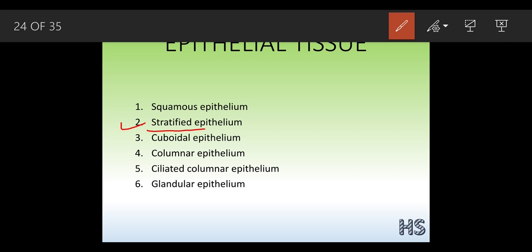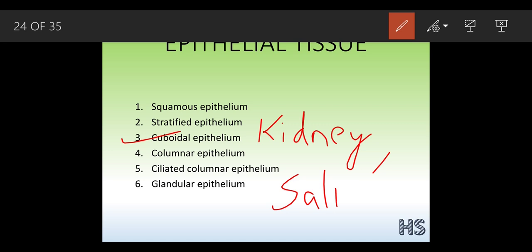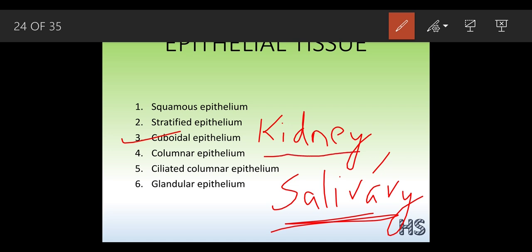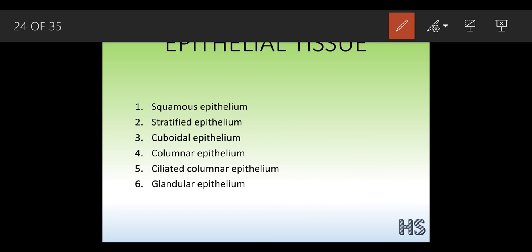Now we are going to talk about the cuboidal epithelium. Where is this cuboidal epithelium found? It is found in the kidney tubules and salivary glands. What are salivary glands? They secrete saliva. You have already heard about this word before also, saliva. Salivary glands, and inside the kidney tubules. Why are they present inside this? Because cuboidal epithelium is quite thick in nature.